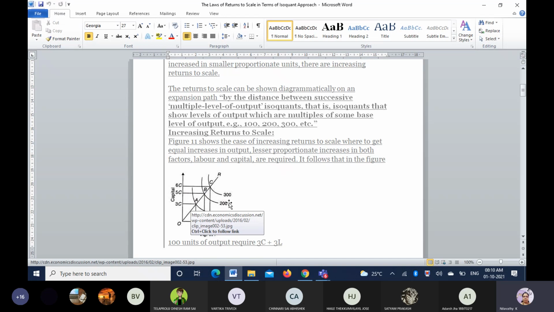Okay, so with the limited inputs, they are able to achieve the same level of output or returns in the production process. That's why this is called increasing returns to scale. So that is the difference.